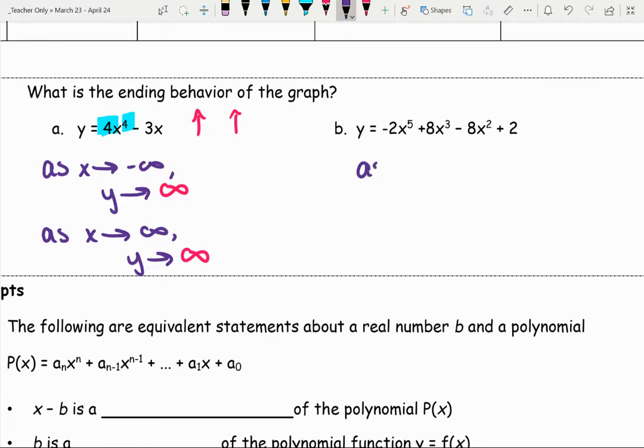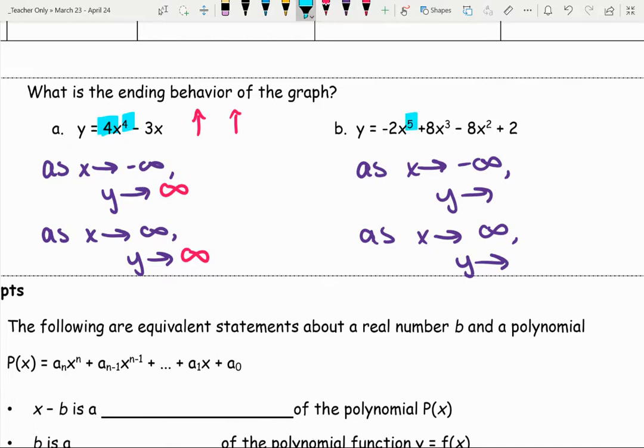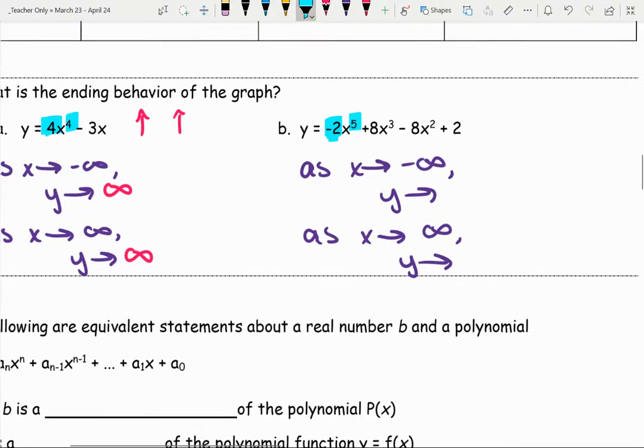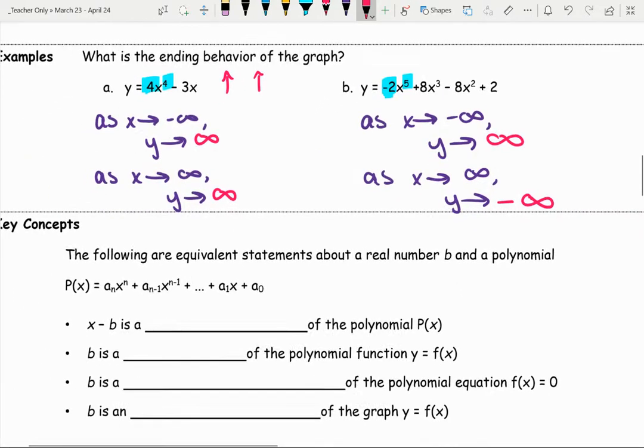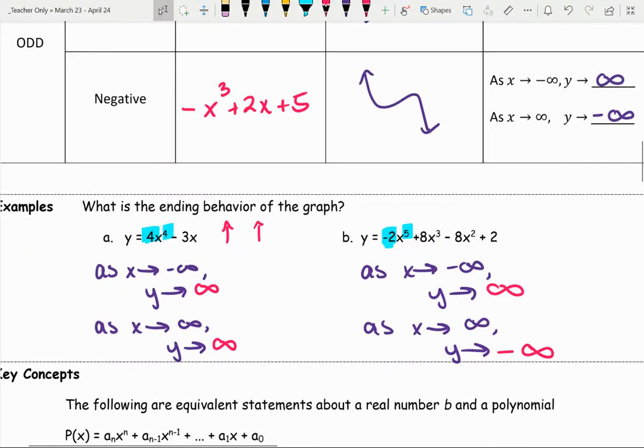Whereas example B, we have an odd degree. So our end behavior is going to go in opposite directions, and our leading coefficient is negative there. So as x approaches negative infinity, y actually approaches positive infinity, and as x approaches positive infinity, y approaches negative infinity. So it takes a little bit of practice, but you have these notes here to use as resources.